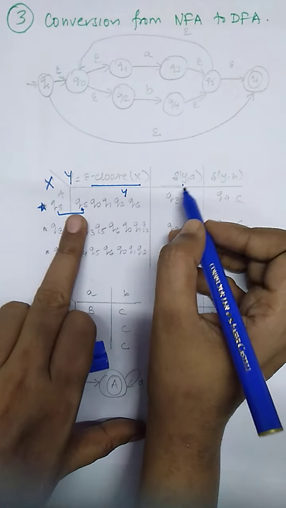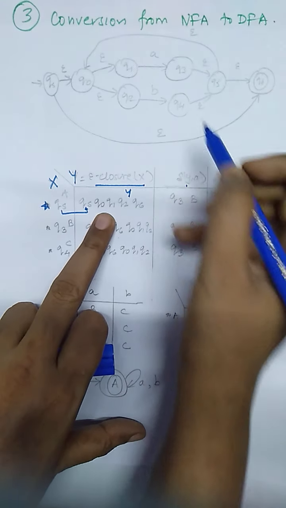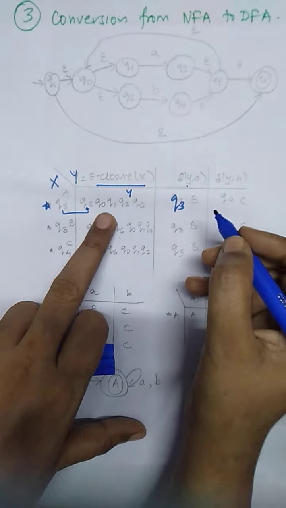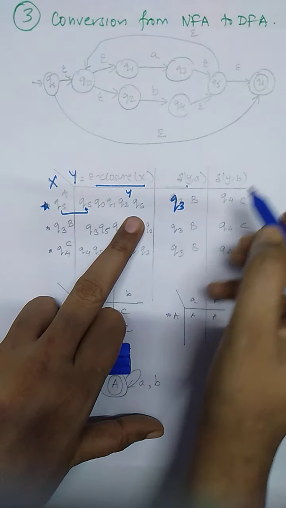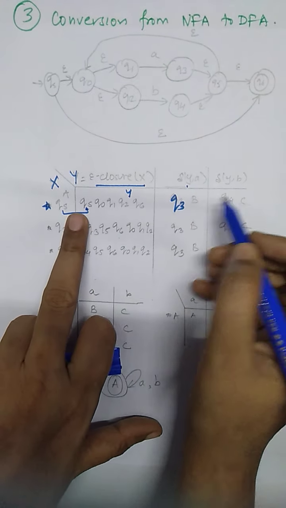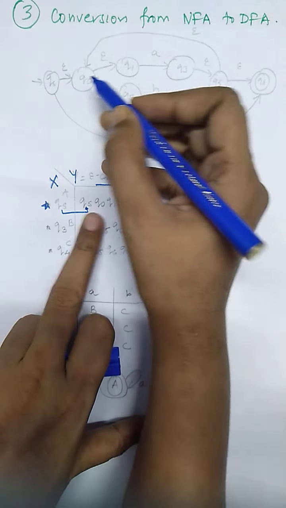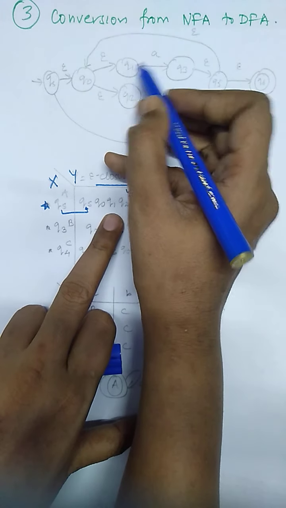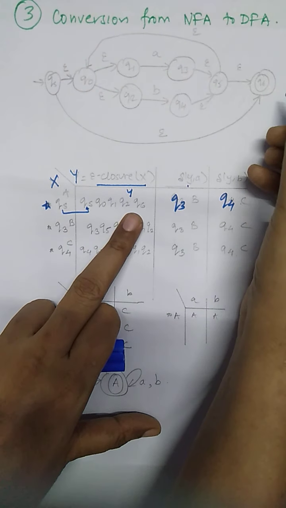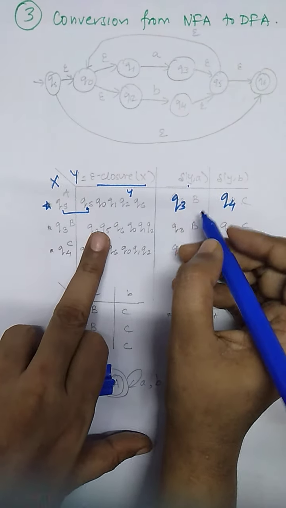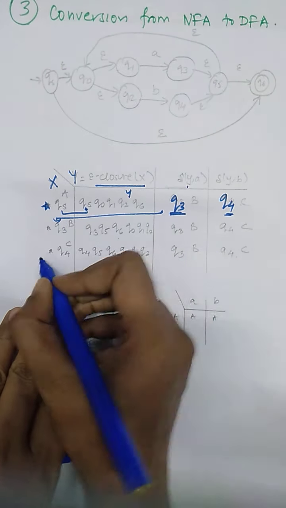Now Y on A, that is QS on A, nothing. Q0 on A, nothing. Q1 on A goes to Q3, so this will be Q3. Q2 on A, nothing. Q6 on A, nothing. Now next, Y on B. What is Y? QS on B, nothing. Q0 on B, nothing. Q1 on B, nothing. Q2 on B goes to Q4. Q6 on B, nothing. Now what will be the next step? These are the reachable states that we have to consider. So Q3 here and then Q4.